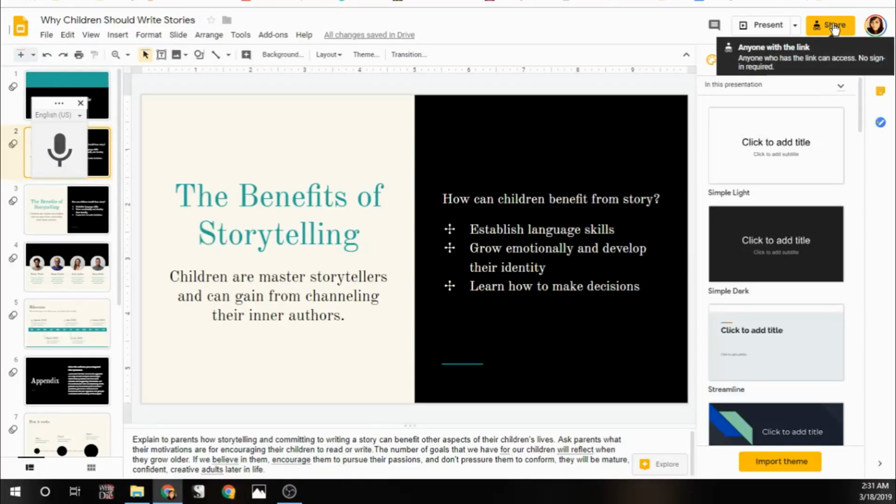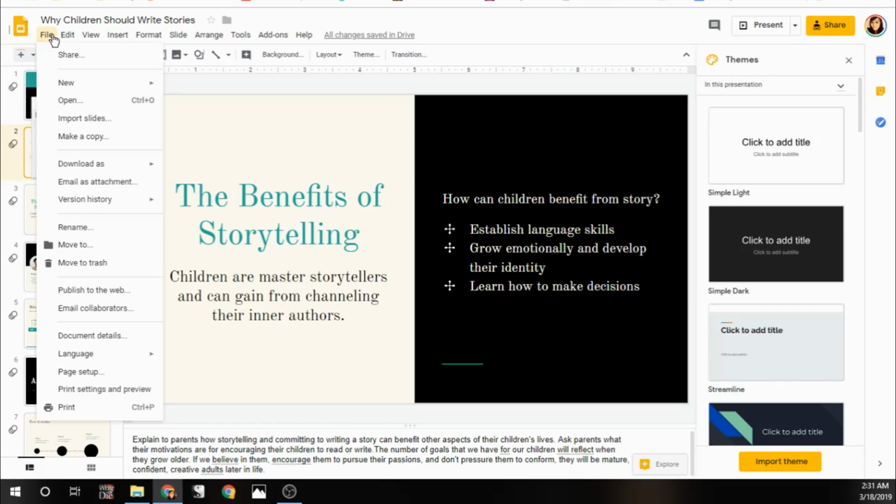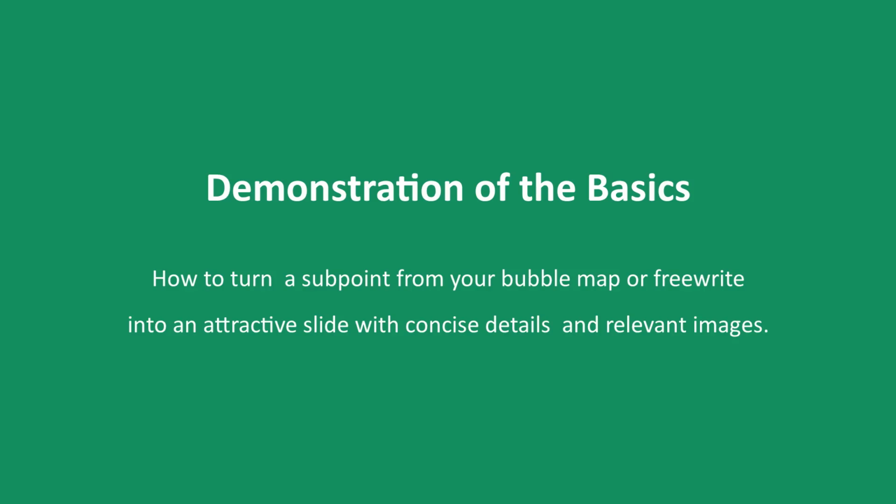This button allows you to share your PowerPoint with either specific email addresses or to anyone who has the link to your PowerPoint. Once you've shared with collaborators, another neat tool is you can go to File and select Email Collaborators, in case you have any notes that you want to make sure everyone collaborating on the PowerPoint receives. So let's dive deeper into how you can take ideas from your bubble map or your free write and turn it into a slide.